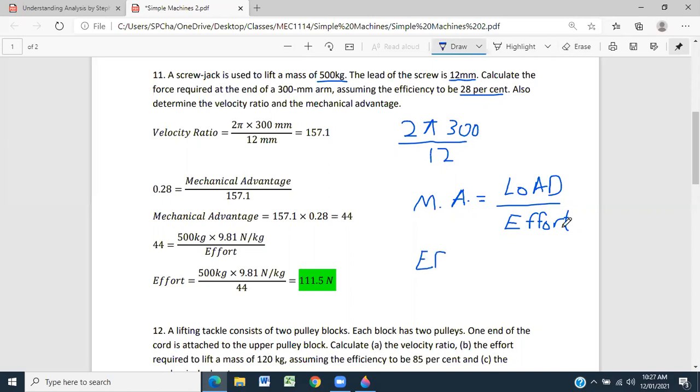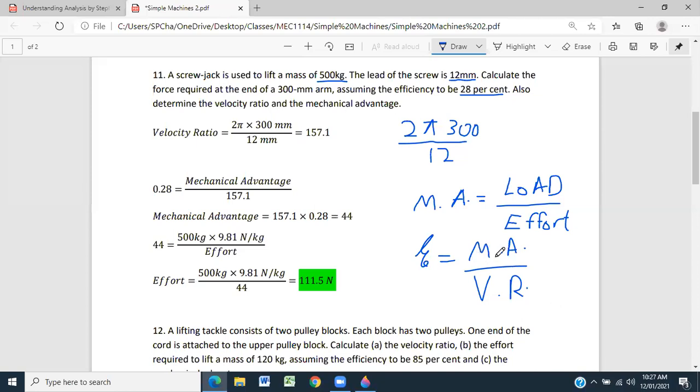Efficiency, not to be confused with effort. Let me write it as efficiency. It's equal to the mechanical advantage divided by the velocity ratio. So this here is a separate formula. Mechanical advantage is related to a machine's efficiency by means of the velocity ratio.